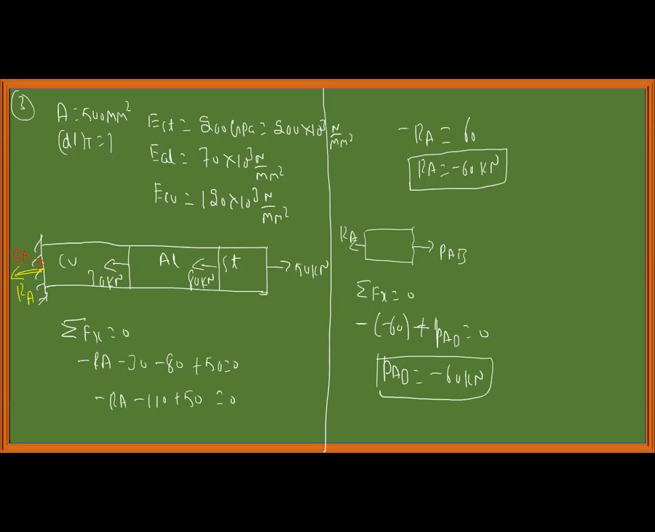Any doubts? Right. PAB is like this. RA is acting away, in the negative x direction. Minus of minus 60. This PAB is minus 60 kilonewton. Next.